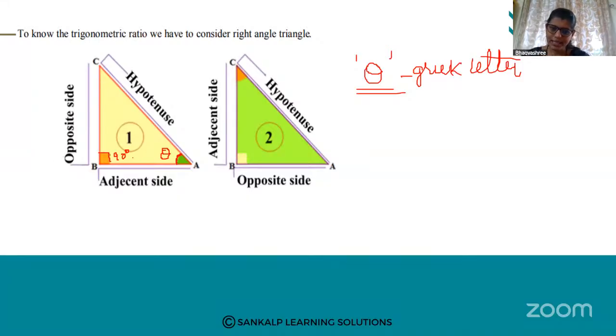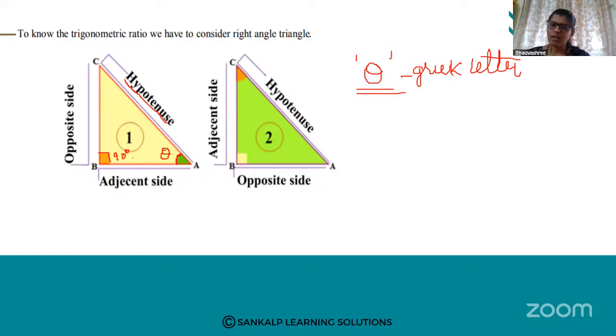See, in this triangle, observe carefully. At point B, 90 degrees is there. The side which is opposite to the 90 degree is called the hypotenuse. One point is clear. AC is the hypotenuse. Why? Because it is opposite to 90 degrees, right?